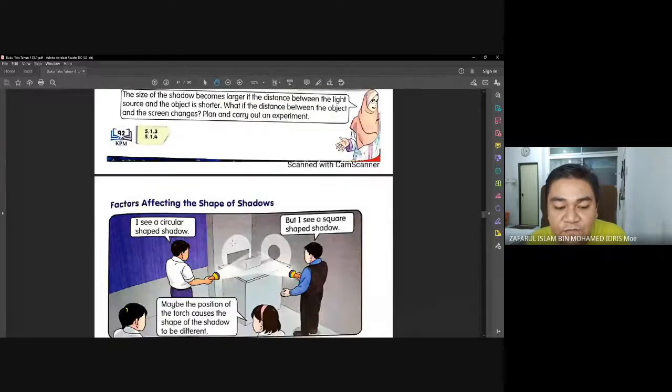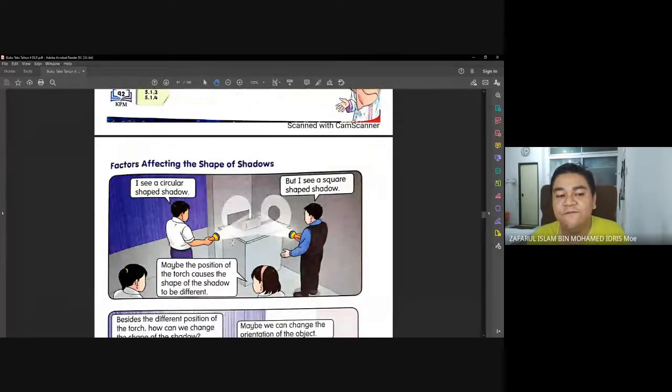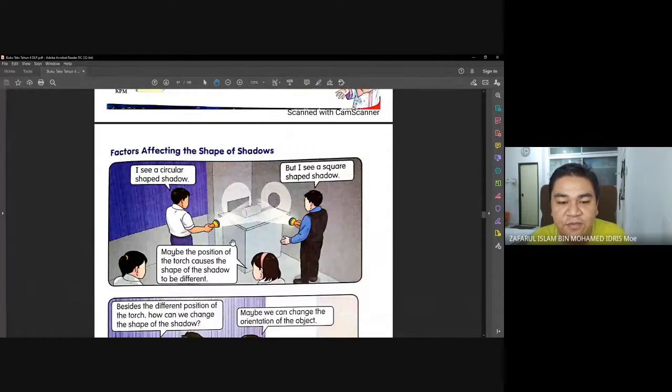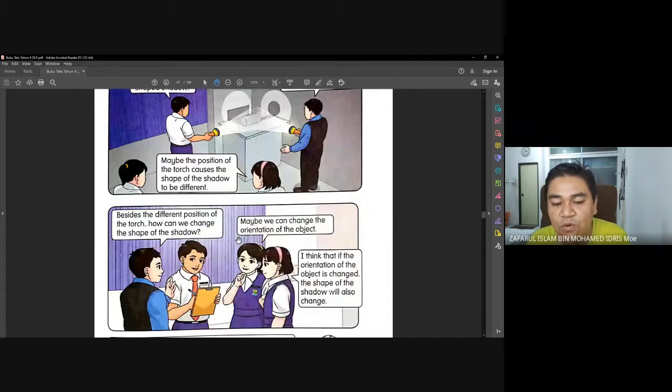And then the last one for today, you have learned about factor that affecting the shape of a shadow. What are the factor? The first one is the position of the light source. The position of the light source affecting the shape of the shadow. And then the second one is the orientation of the object. The orientation of the object also affecting the shape of the shadow.